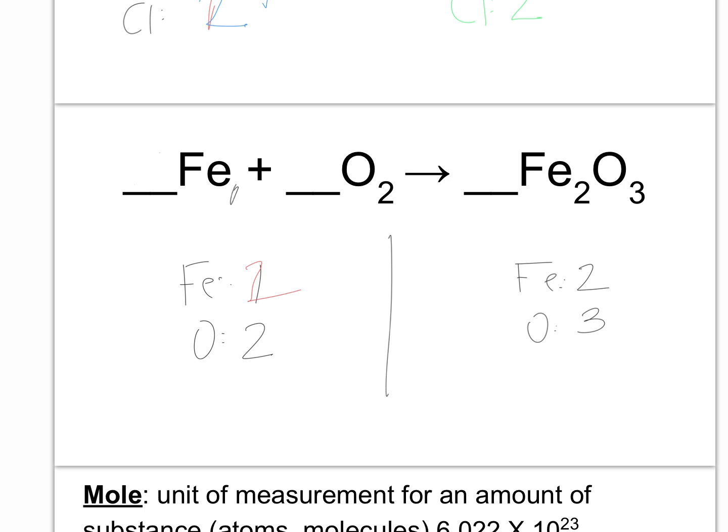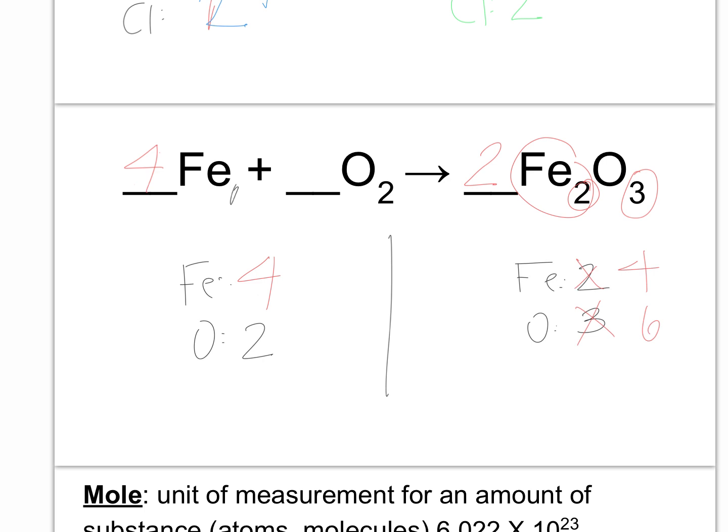This should really be 4. And if that's 4, now the number of irons I have is 4. I need this iron to also be 4, so I'm going to put a 2 here. 2 times the 2 over here will give me 4. So now I have 4. 2 times the 3 over here for oxygen will now give me 6.